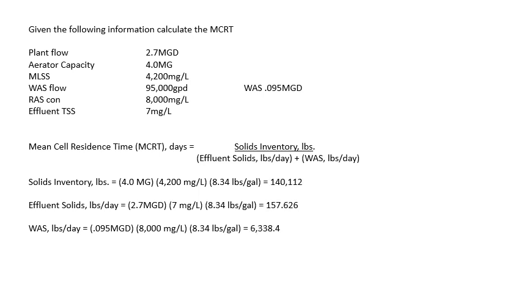When you do the math, your solids inventory is 140,112 pounds. Your effluent solid pounds per day is 157.626, and your WAS is equal to 6,338.4 pounds per day. So now we can plug those into our mean cell residence time formula.